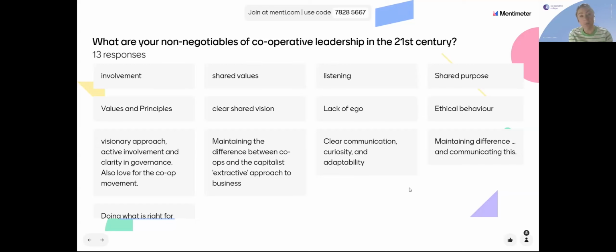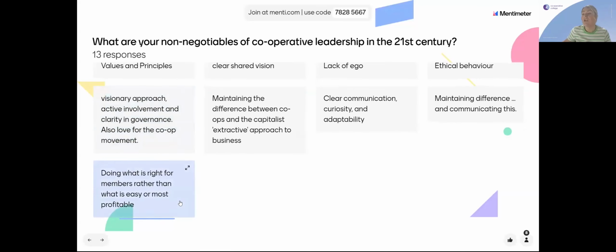Maintaining difference, okay, which is fantastic, but they've also added on there, but that's got to be communicated. If you don't communicate, then everyone's not on the same page and we don't have that shared vision. Doing what is right for members rather than what is easy or most profitable. Yeah, so it's maintaining that authenticity of cooperation as well, isn't it?